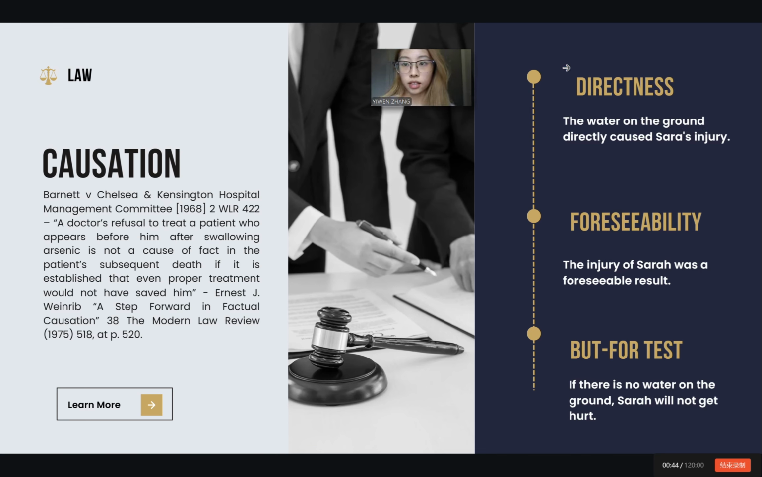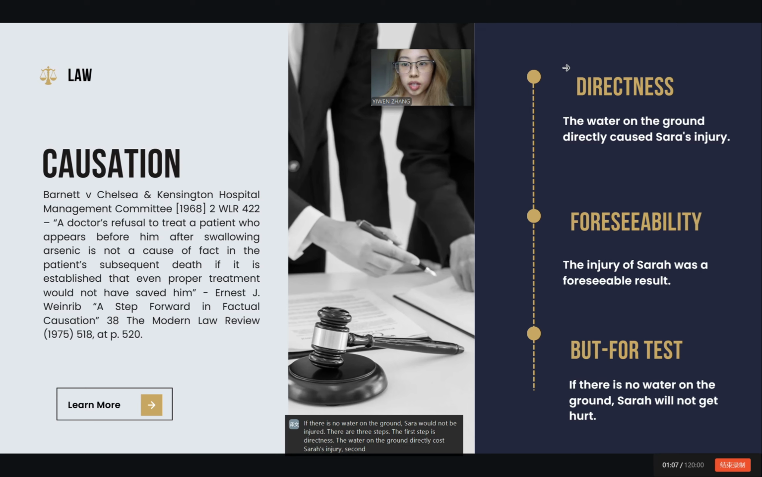Third, causation. In this part, we need to prove that the store employees' act caused Sarah's injury. In other words, if there was no water on the ground, Sarah would not have been injured. There are three steps. The first step is directness. The water on the ground directly caused Sarah's injury.